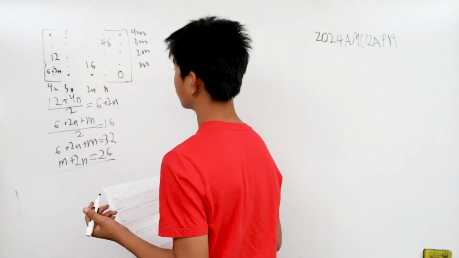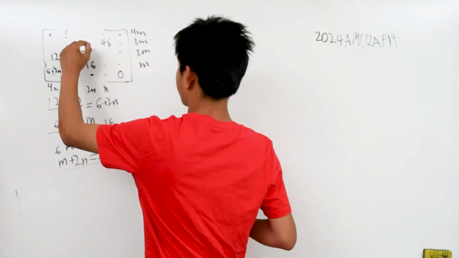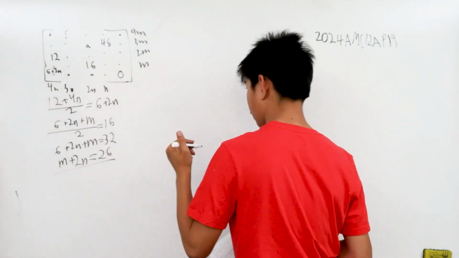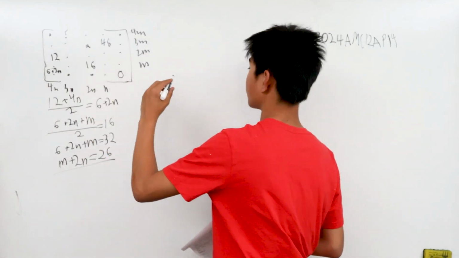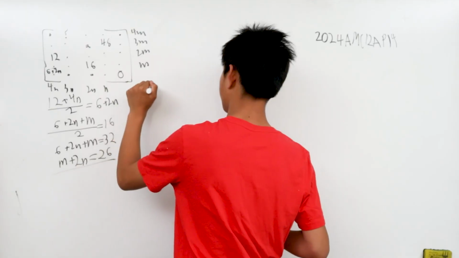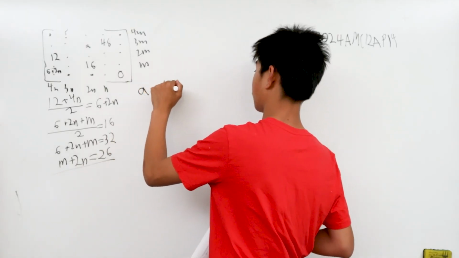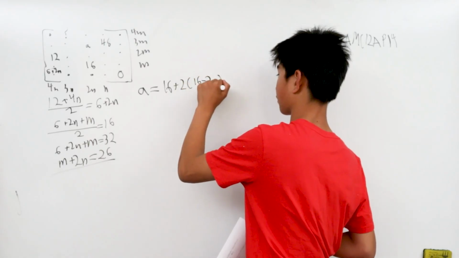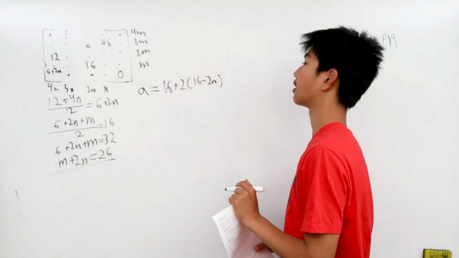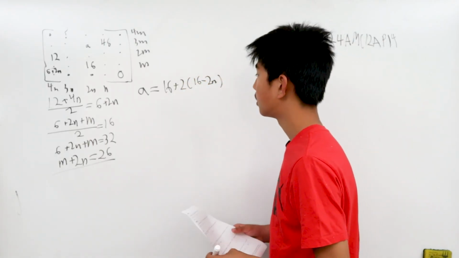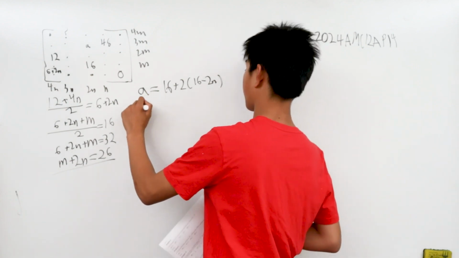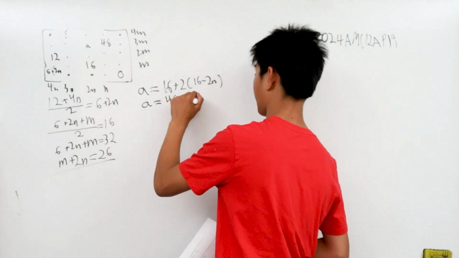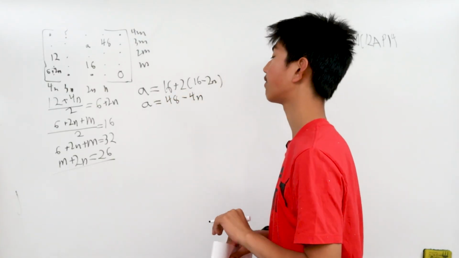So now what we want to do is ideally solve for this point, which we can denote a. So what is a? Well, we can solve a to be 16 plus 2 times (16 minus 2n), which is the bottom one there. So simplifying it, a is equal to 48 minus 4n. So we have that value.